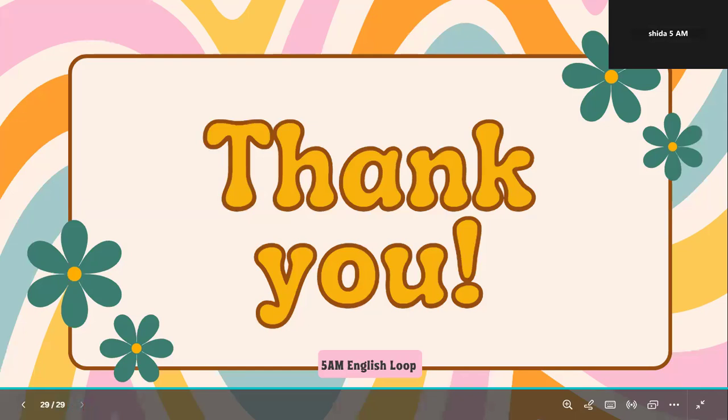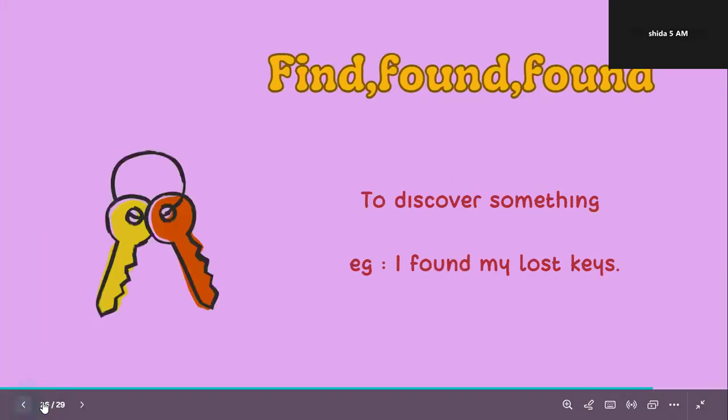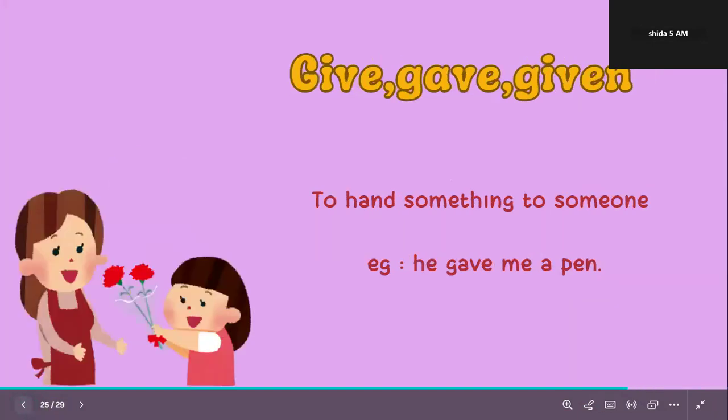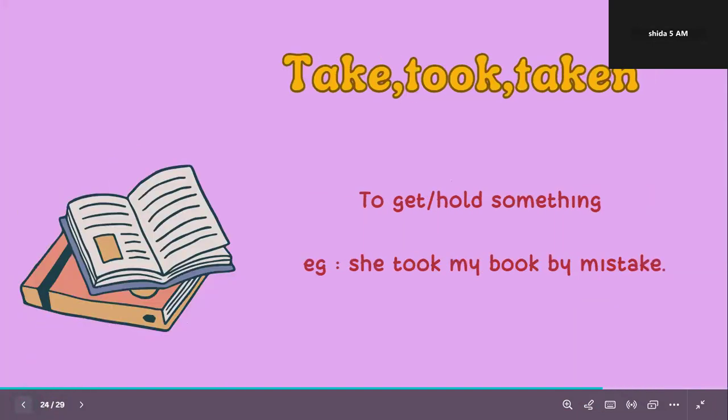So, to sum it up, verbs are action words. Regular verbs follow the ED rule, while irregular verbs like to play by their own rules. Keep practicing, keep using them in your daily sentences, and soon you will be a pro.